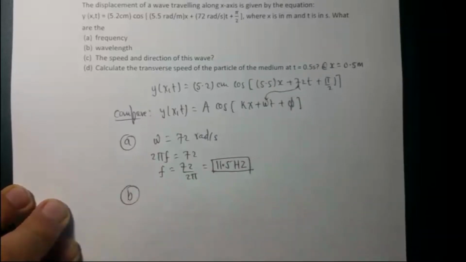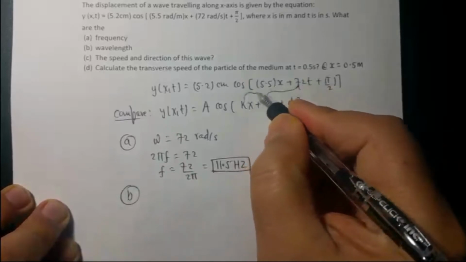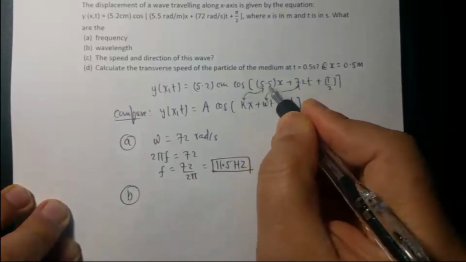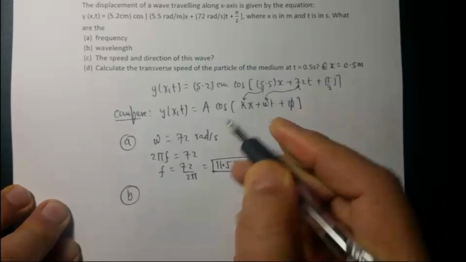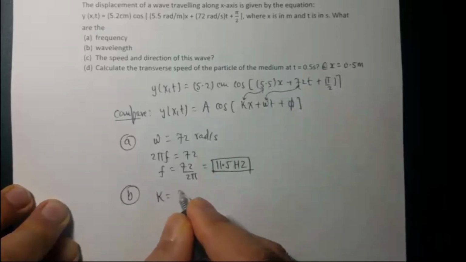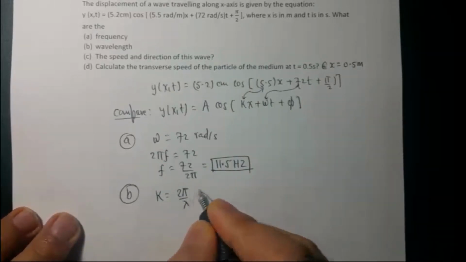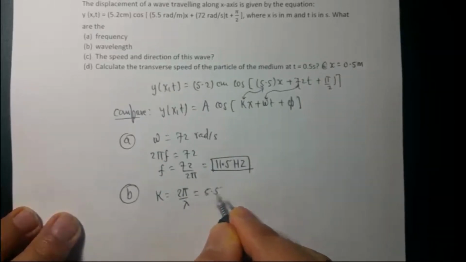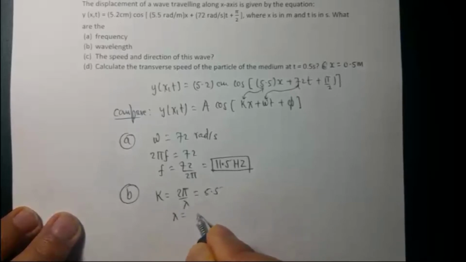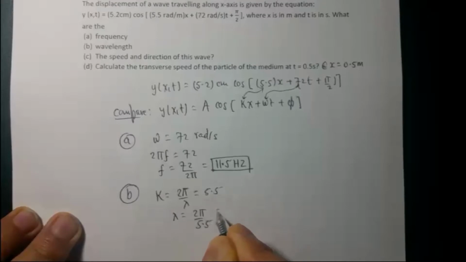Second, what's the wavelength? To find the wavelength, you have to compare this k. This 5.5 must be k. So what is k? k is the wave number. It's called the wave number, so go back to my lecture slide and see the terms. So k equals 2 pi over lambda, which is 5.5. That's why lambda, the wavelength of the given wave, has to be 2 pi over 5.5, and that is 1.14 meters. So that's the wavelength of the wave.